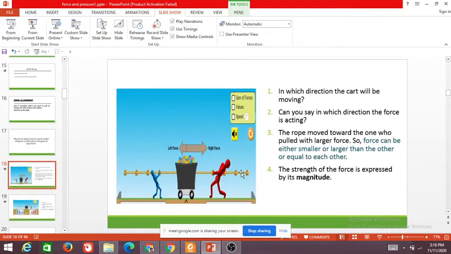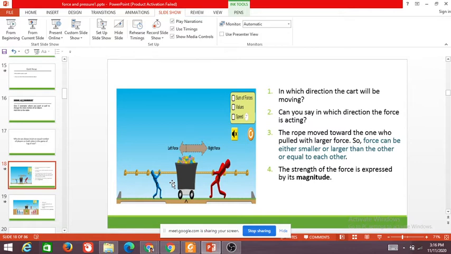Okay, so in this case, what happened? There was a small blue man, and there was a big red man. So they are pulling the cart in opposite directions. In which direction do you think it moved the cart? Right side, ma'am. Why do you think it moved to the right side? On the right side, there is more force, ma'am.